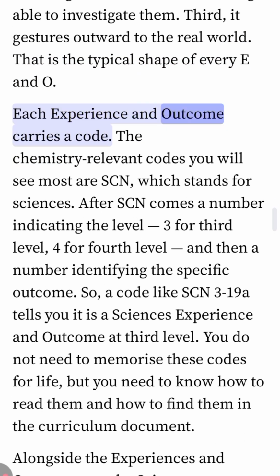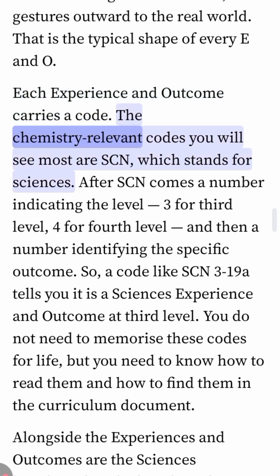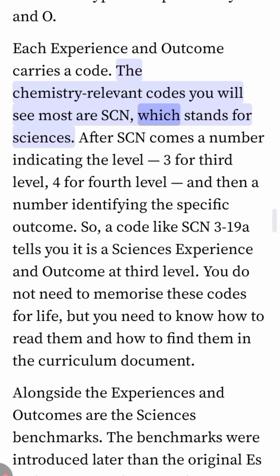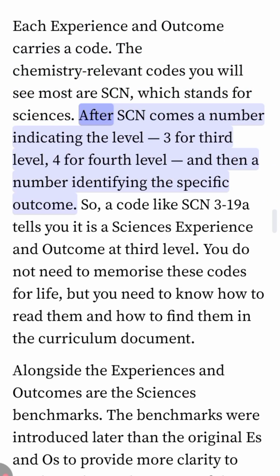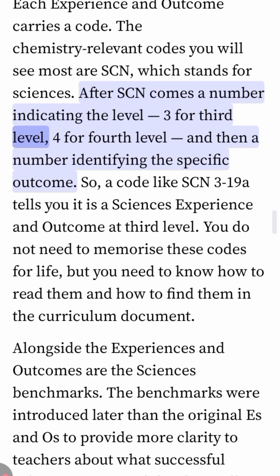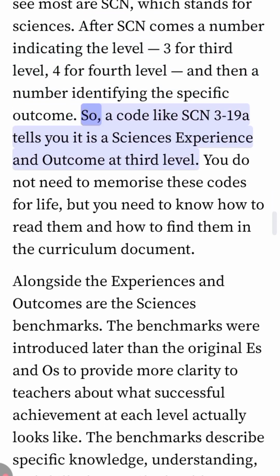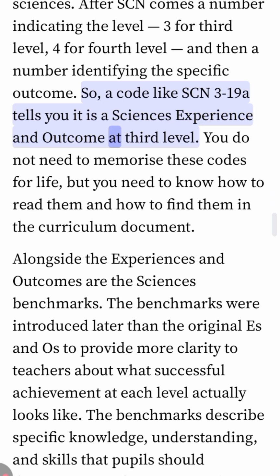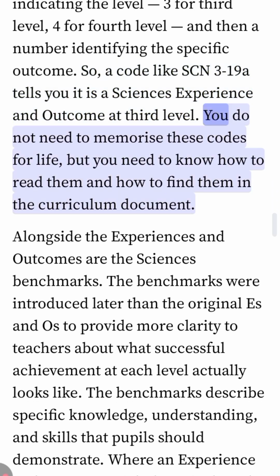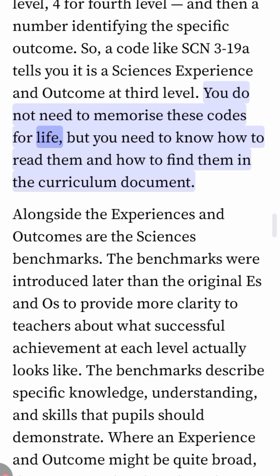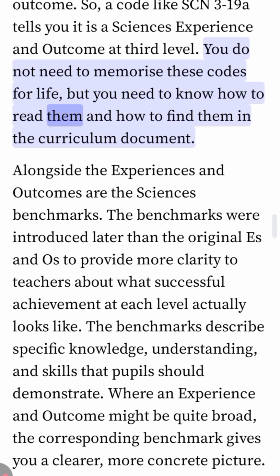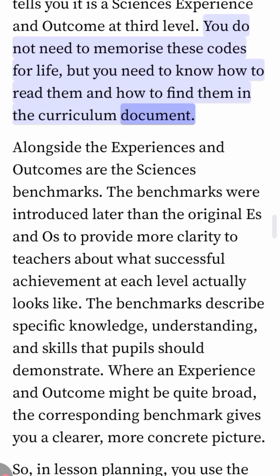Each experience and outcome carries a code. The chemistry-relevant codes you will see most are SCN, which stands for sciences. After SCN comes a number indicating the level, 3 for third level, 4 for fourth level, and then a number identifying the specific outcome. So, a code like SCN 3-19A tells you it is a sciences experience and outcome at third level. You do not need to memorize these codes for life, but you need to know how to read them and how to find them in the curriculum document.